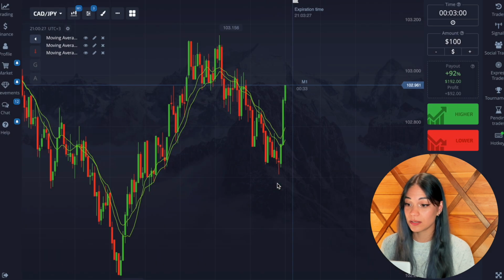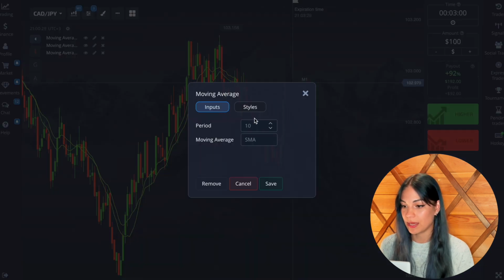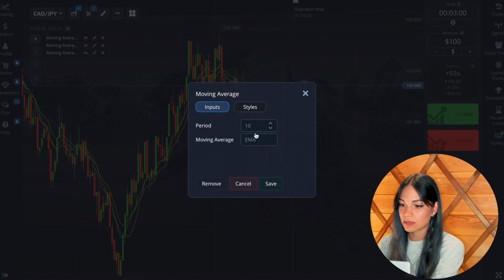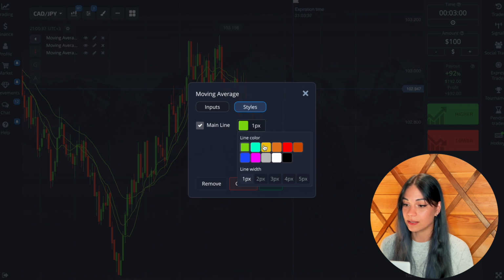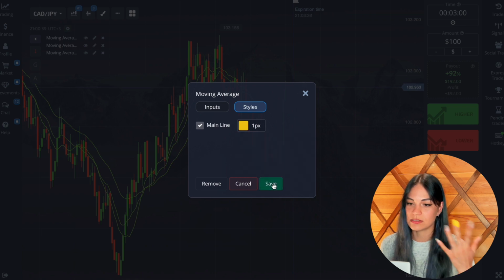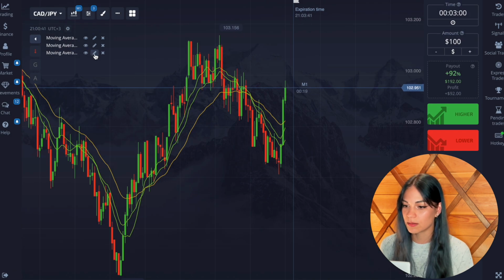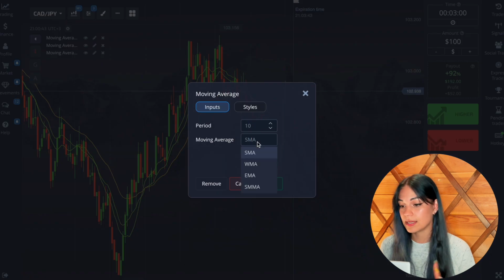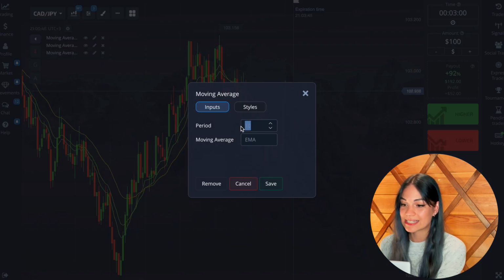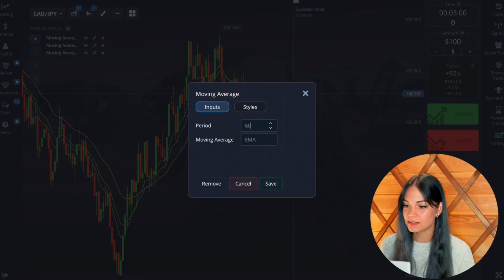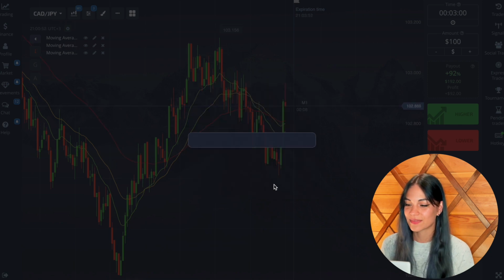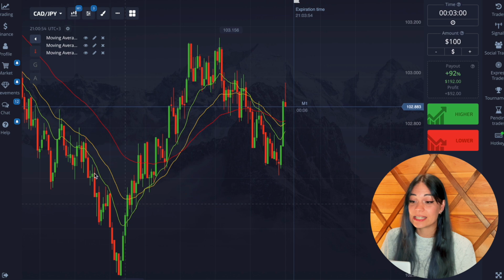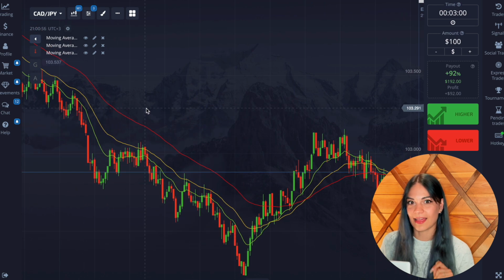Now the second one: we change the type to EMA, same here, and the period is going to be 30. In styles, I'm going to change the color to yellow, so it's easier for us to see the difference between them. And the third one, same story, EMA, and the period is going to be 60. In styles, I'm going to choose red, so you can see the difference. When you're finished with the settings, it's going to look something like this.